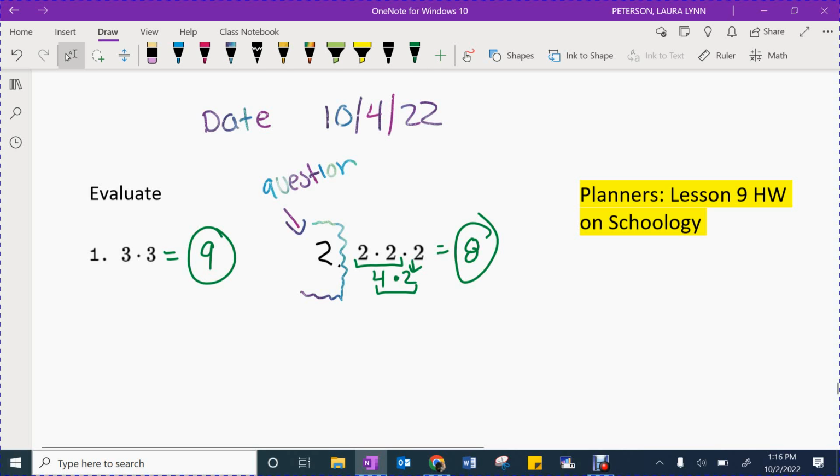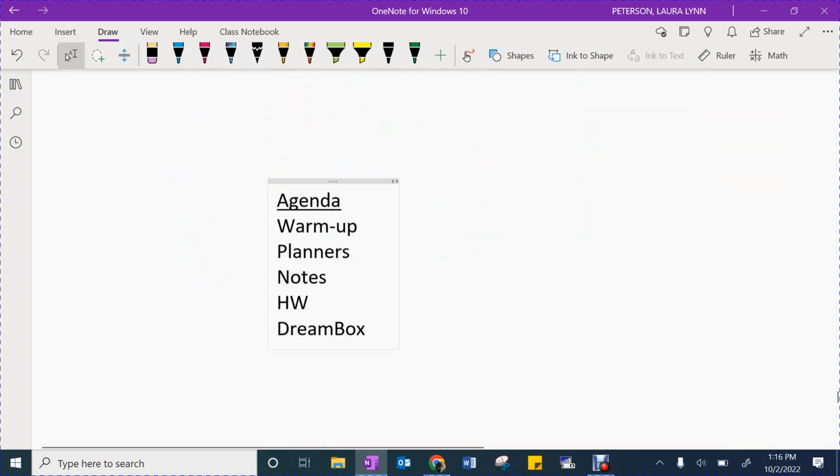Here's our agenda since I am not here today. Warm-up, check. Planner should already be written. After this, we're going to jump to our notes. Then you're going to work on homework and Dreambox. Please remember that from yesterday, you only have 3 Dreambox lessons I'm asking for this week, just because you have a lot of other homework.